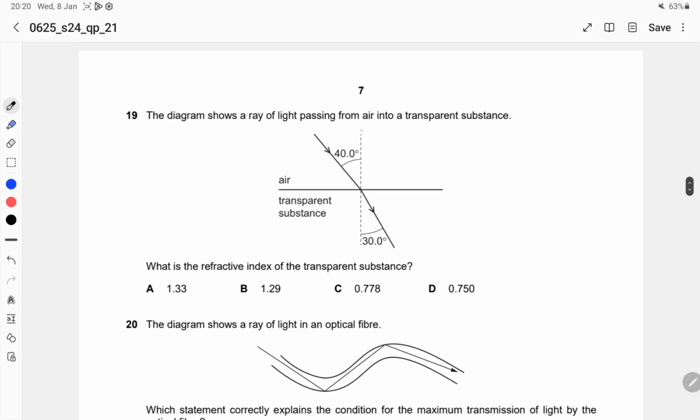19th, I can see there's angle of incidence, there is angle of reflection, both with the normal. Perfect. Refractive index will be sine 40 upon sine 30. I don't have a calculator. Please go ahead and do this yourself.